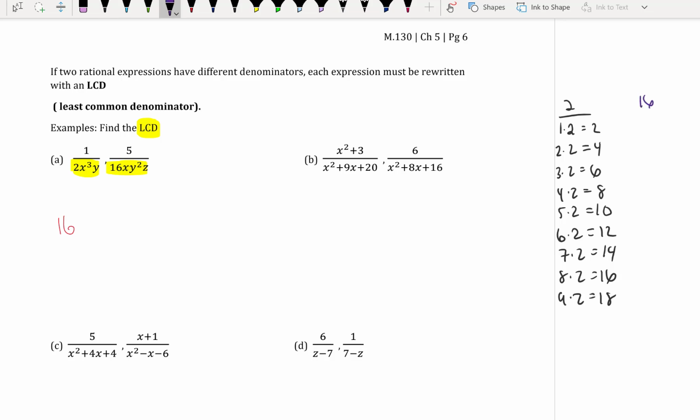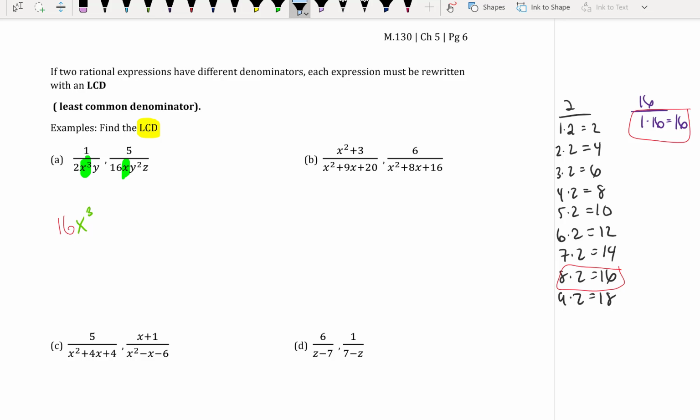Now if I were to look at all the multiples of 16, 1 times 16 is 16. Perfect. These both have a 16 in common. So the LCD there will be a 16. So now that I've dealt with the coefficient part of it, now let's look at our variables. So I'm going to look at the x part, okay? So I want the x to be the biggest exponent for the lowest common denominator. So that would be an x to the third power, okay?